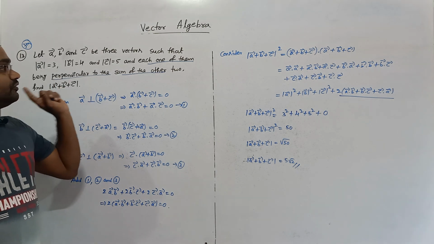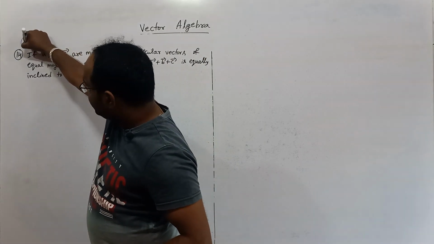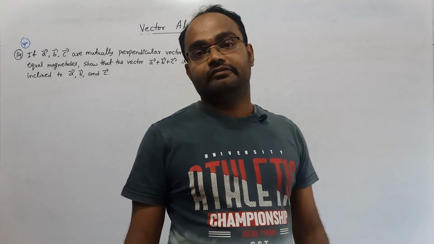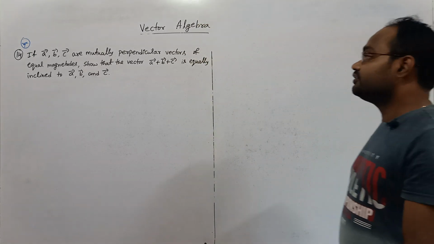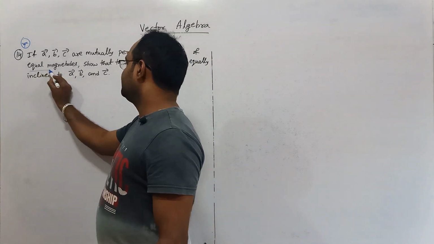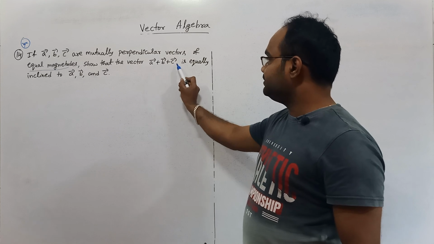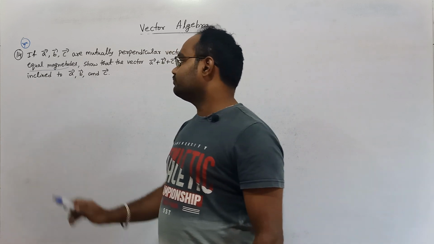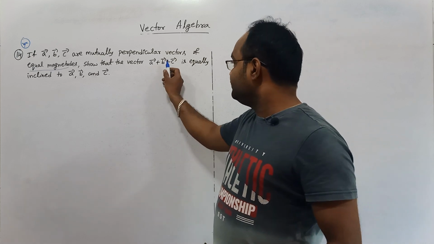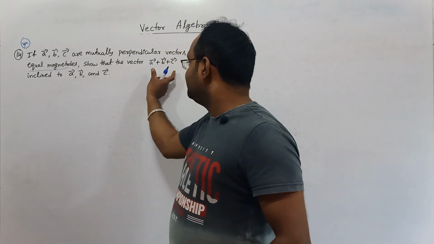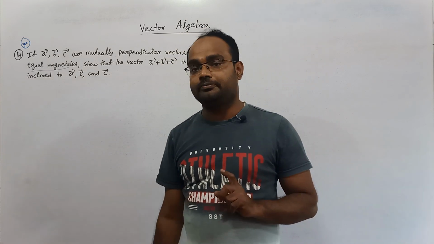Right? Important question, look at it for the exam. Next, this is also a 3 mark question that can be asked in the exam. If vector A, vector B, vector C are mutually perpendicular vectors of equal magnitudes, very important, equal magnitudes, show that the vector A plus B plus C is equally inclined to vector A, vector B, vector C. What does equally inclined mean? The angle between this vector and A, this vector and B, and this vector and C all come out equal, we have to prove that.